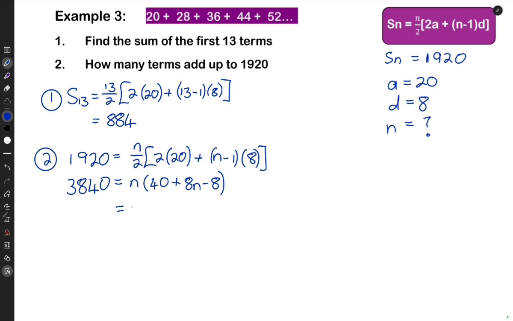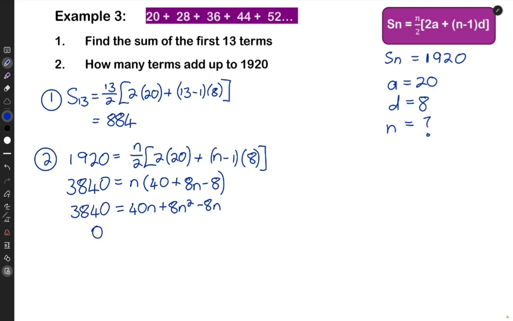So like I said earlier, we are aiming to get this in trinomial format so that we can solve the trinomial in any method that you are comfortable with. So in this case, if I multiply the n in, 40n plus 8n squared minus 8n, 3840 is on the left.